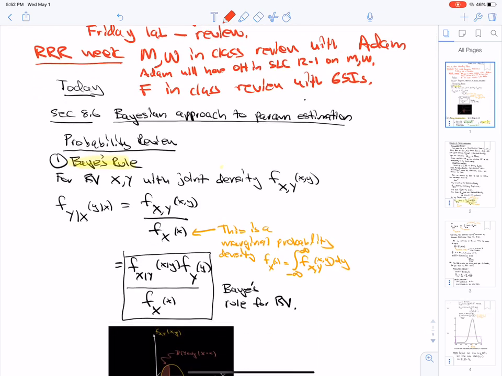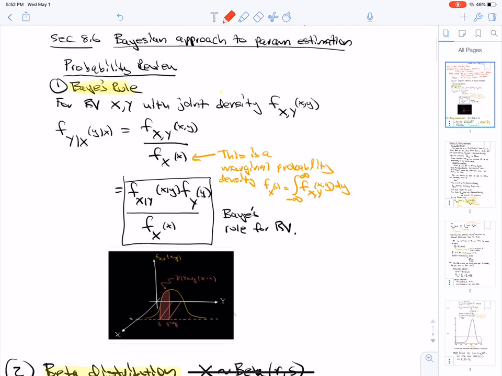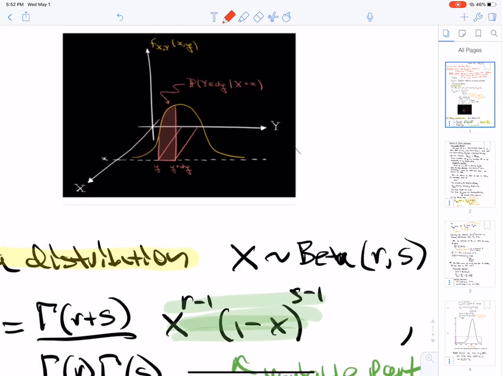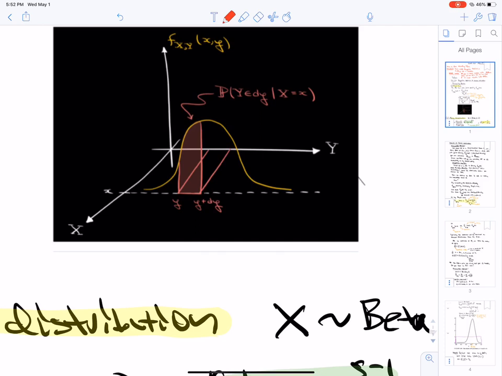Today, we're going to talk about the Bayesian approach to parameter estimation. So just a quick probability review, Bayes' rule for x and y with joint density. So the conditional density is the ratio of the joint over the marginal, and a picture is shown here. So you can imagine the joint as being a surface over the xy plane, and the conditional density is a slice shown in orange here of that joint.